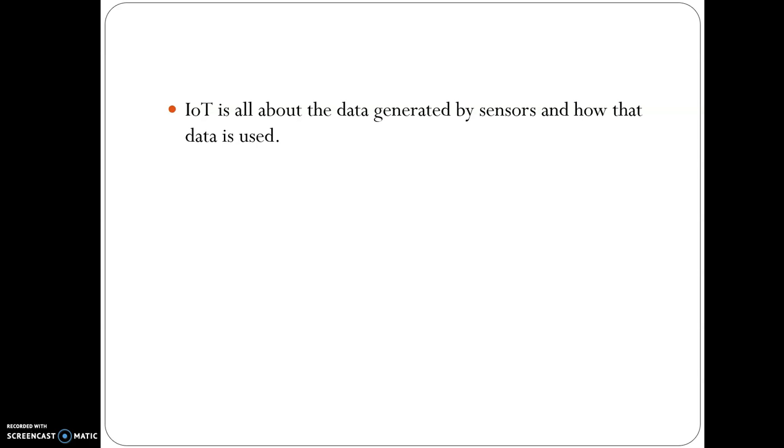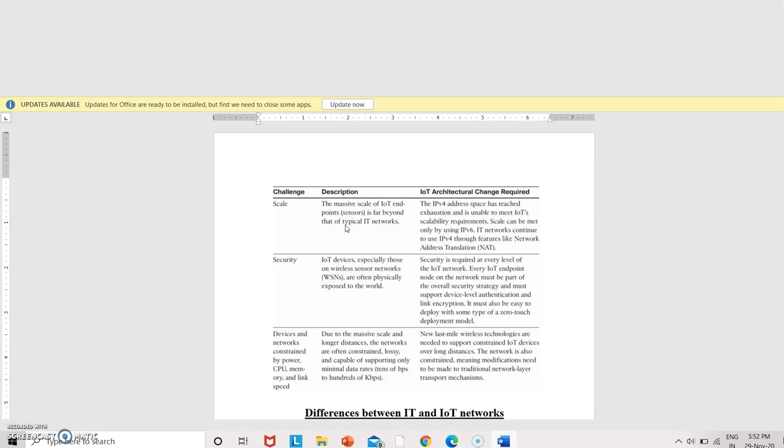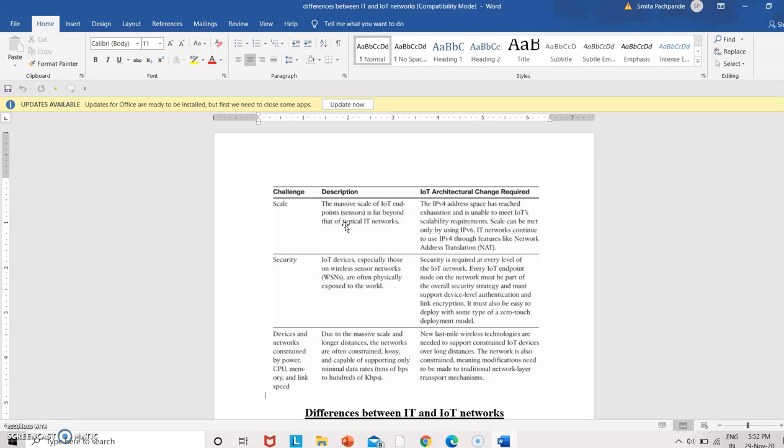And how we are going to use that data is the concern here. So the essence of the IoT architecture involves how the data is transported, collected, analyzed, and ultimately how we are going to act on it. Here we are going to see some of the key differences between IT and IoT. We'll start with the first one.